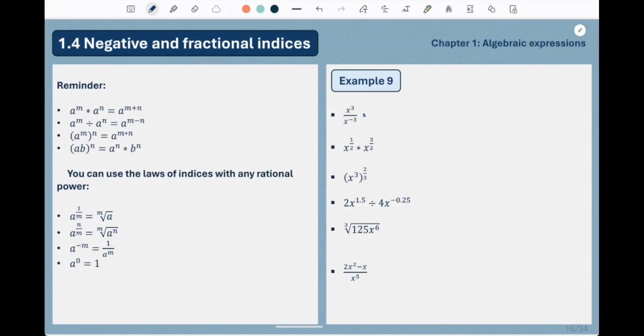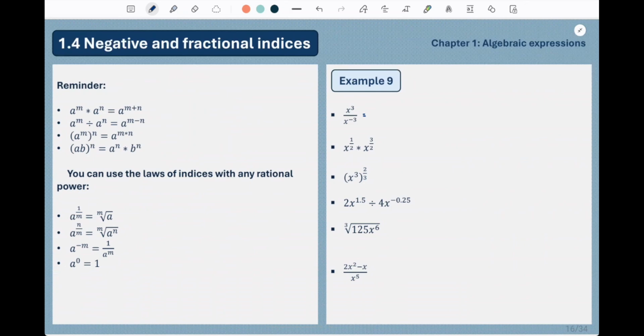So in one of our previous videos, we've gone through index laws and they sum up into these four laws. Today we're going to use these laws but with negative and fractional indices, and we're going to put these four equalities to our use. Okay, let's get started with example 9. The best way to learn maths is by doing it, so let's do that.